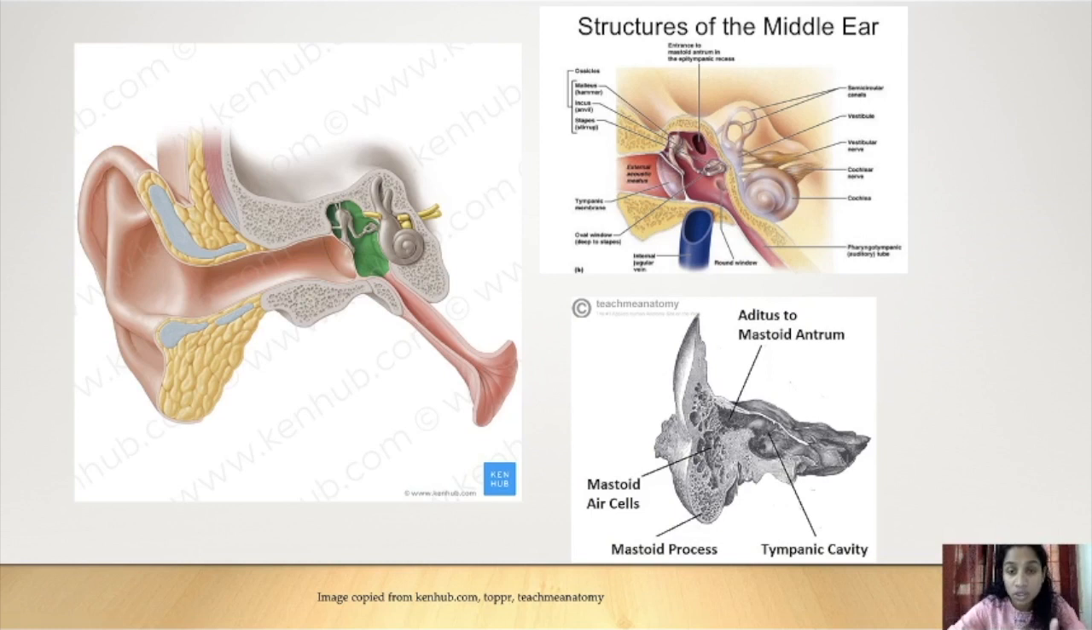So now you understand where there is a chance of getting infection: in the middle ear cavity, eustachian tube, or in the mastoid air cells region, adytus, antrum, anywhere. If it is an acute infection, then we will call it acute suppurative otitis media, that is ASOM.